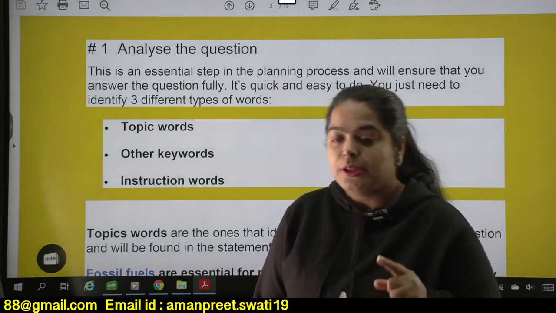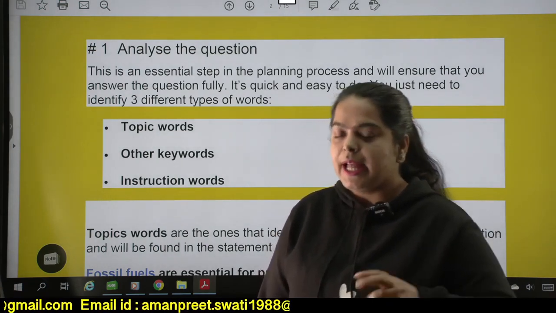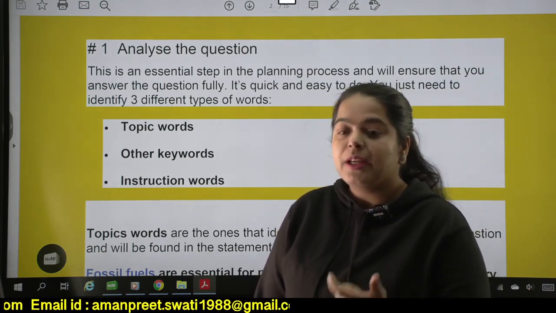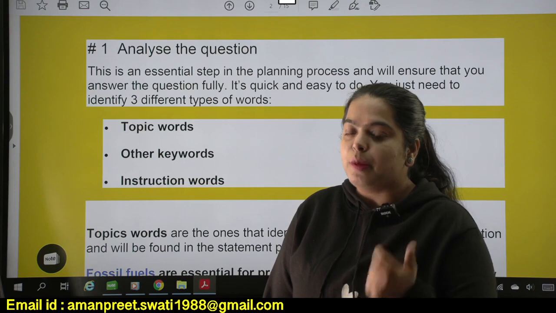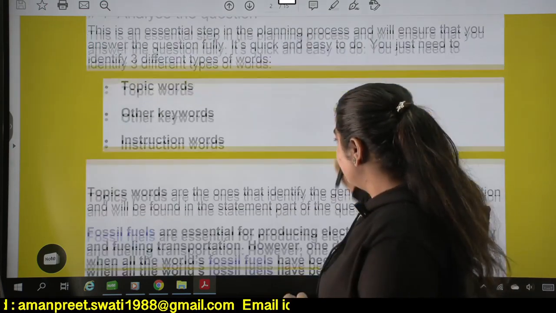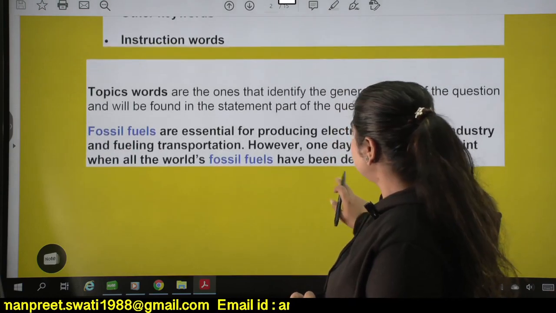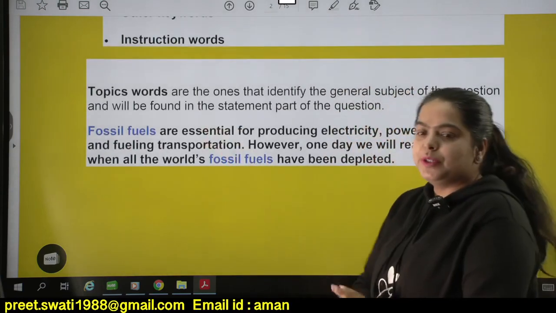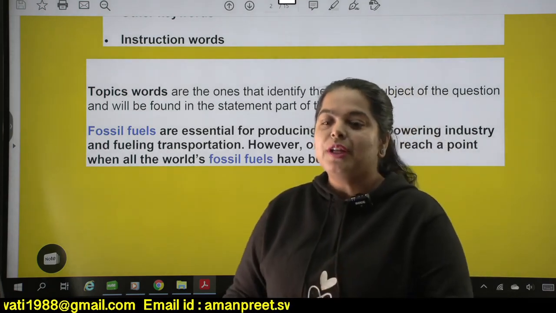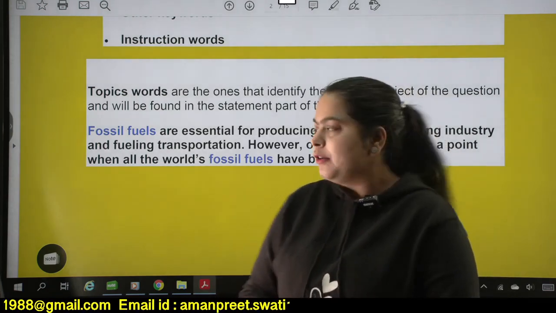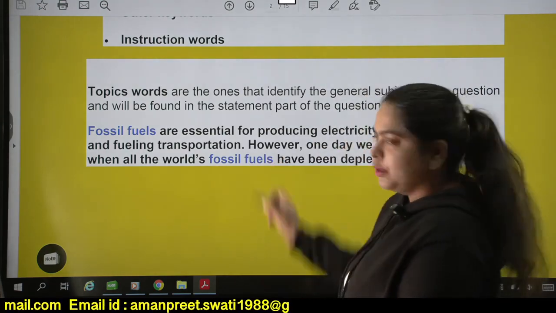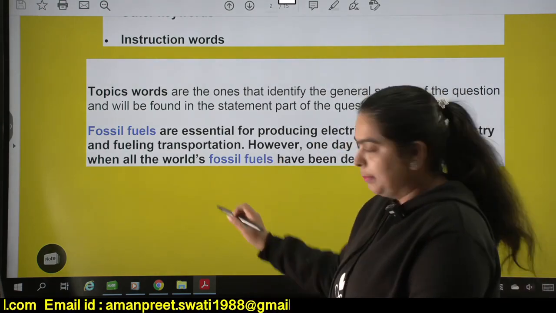I repeat, topic, instruction, and other keywords from the statement and the questions in front of you, in the form of your essay writing topic. Topic word, as the name itself suggests, is the main idea around which the whole thing revolves. For example, let's come back to the statement which was there in front of you in the beginning.